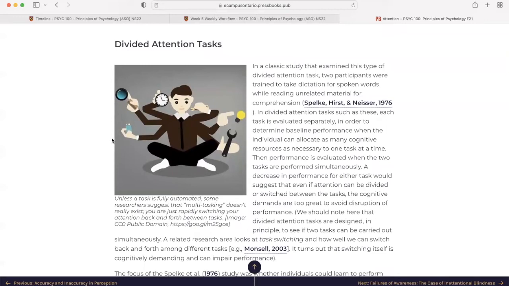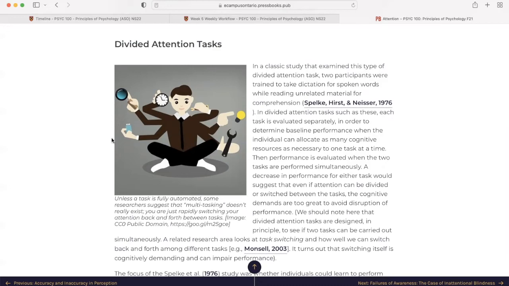Divided attention tasks. In a classic study that examined this type of divided attention task, two participants were trained to take dictation for spoken words while reading unrelated material for comprehension. In divided attention tasks such as these, each task is evaluated separately in order to determine baseline performance when the individual can allocate as many cognitive resources as necessary to one task at a time. Then performance is evaluated when the two tasks are performed simultaneously.